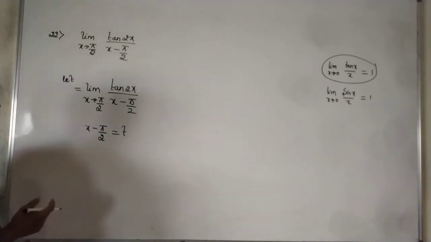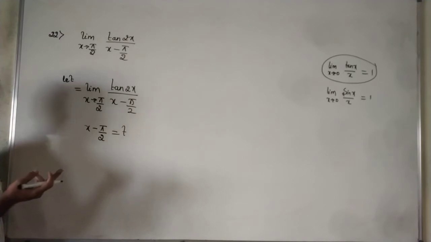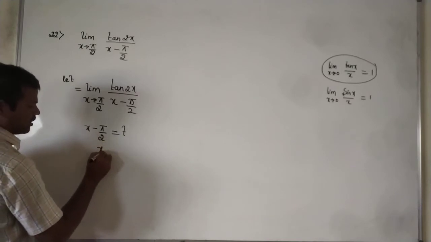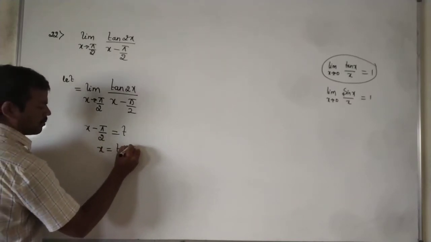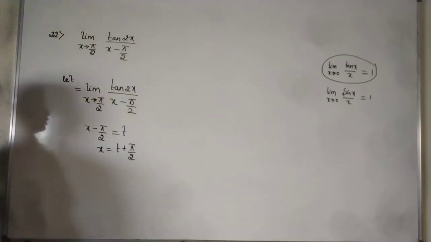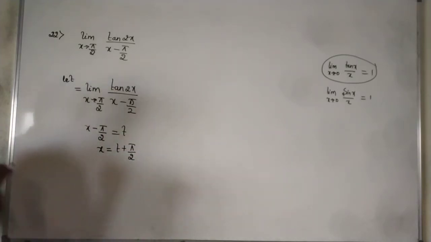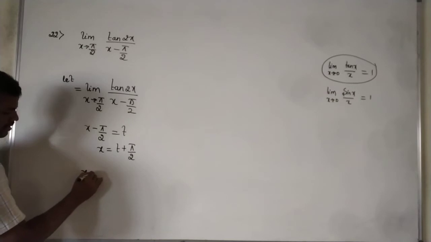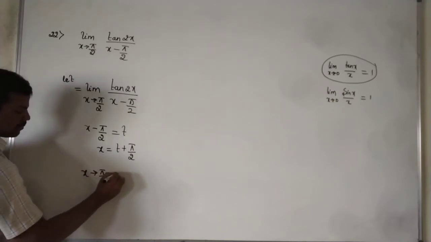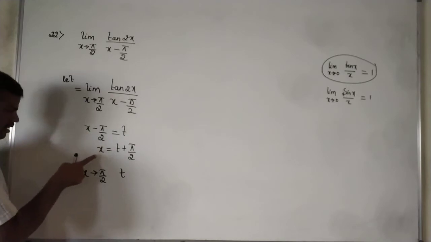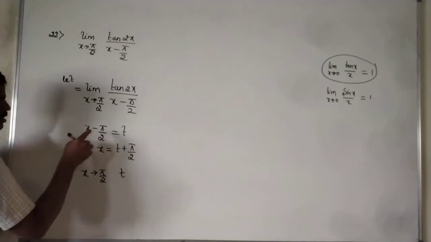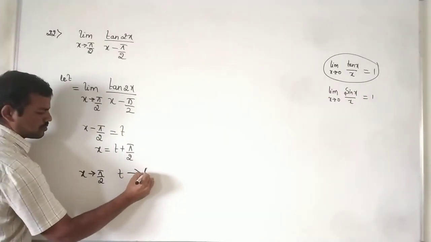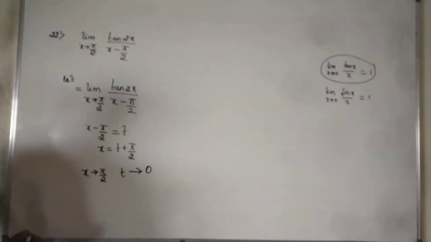Now we have to change the variable, so x is equal to t plus pi by 2. That is one step. Next, if we change the variable, we have to change the limits. When x tends to pi by 2, what does t become? Put pi by 2 and t tends to 0. So then apply that.